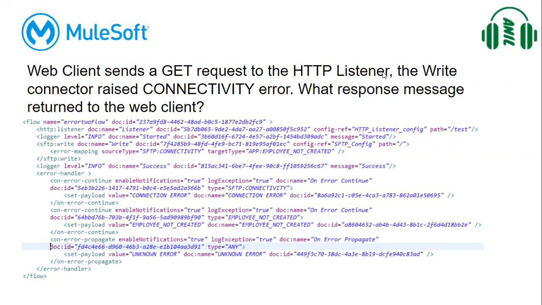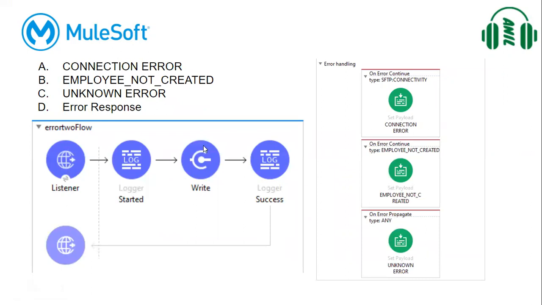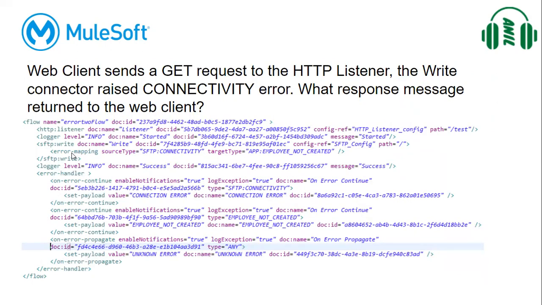GET request to the HTTP listener. The write connector raised a connectivity error. What response message is returned to the web client? By default, what we think is, it raised a connectivity error. So in error handling, what is connectivity related? The first one is connectivity related, then we choose the answer as connection error, but that is not the correct answer. We have an error mapping for SFTP, right?